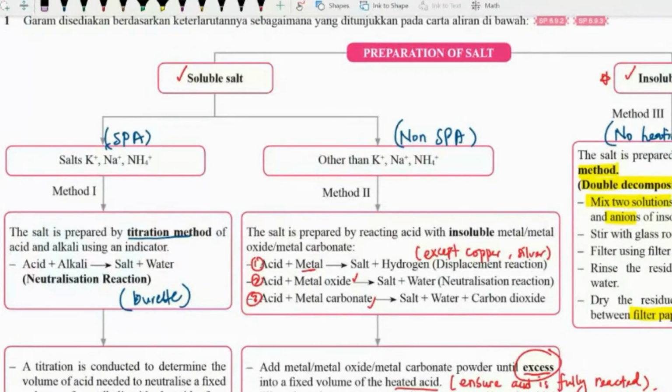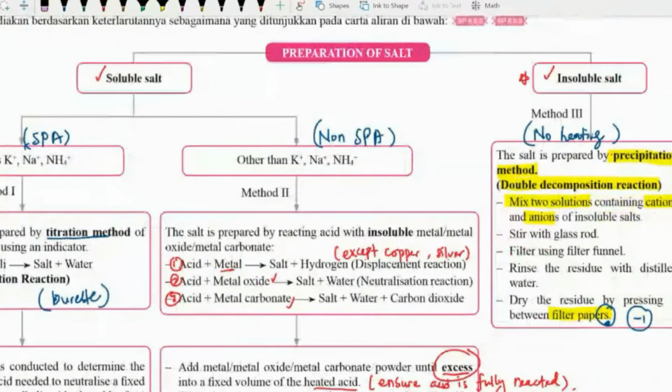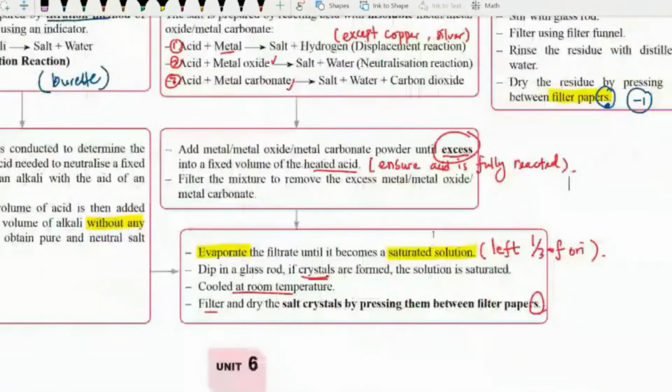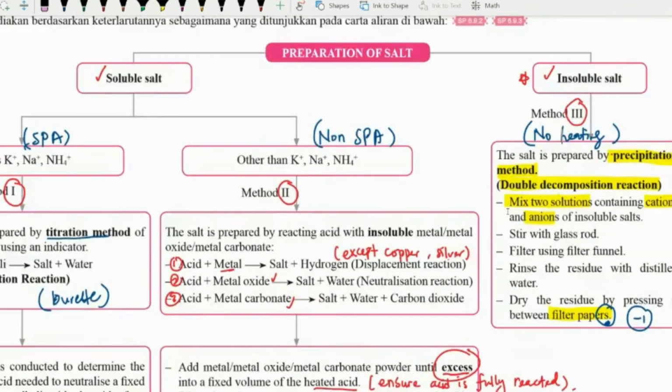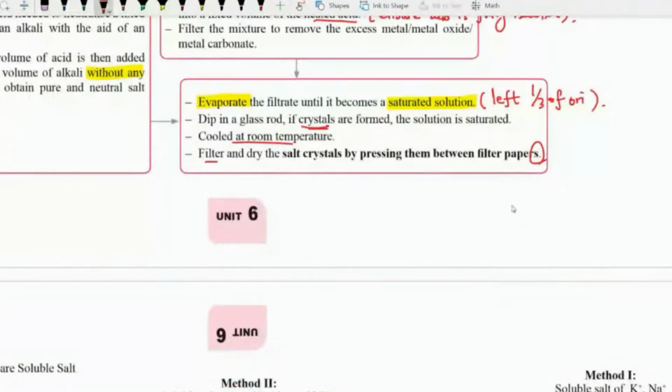Now I'll give you some examples. Now method 1, method 2, and method 3. There are 3 methods. You just let me know which method. Method 1 is the SPA solution, to produce the SPA salt. Method 2 is the non-SPA soluble salt. Method 3 is the insoluble salt. Now let's try. The first one, which method are you going to use?